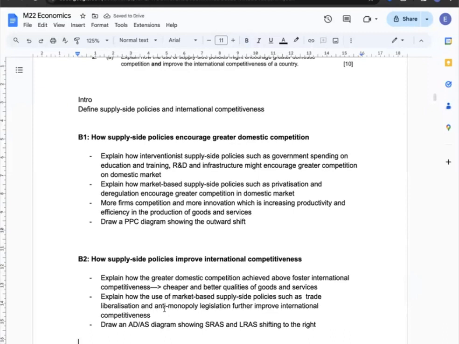Next is about how supply side policies improve international competitiveness. I can explain how the greater domestic competition that I mentioned above can foster international competitiveness, since there will be cheaper and better quality goods and services produced. And I can explain how the use of market-based supply side policies, such as trade liberalization and anti-monopoly legislation, all those things can further improve international competitiveness. There will be an AD-AS diagram showing SRAS and LRAS shifting to the right.